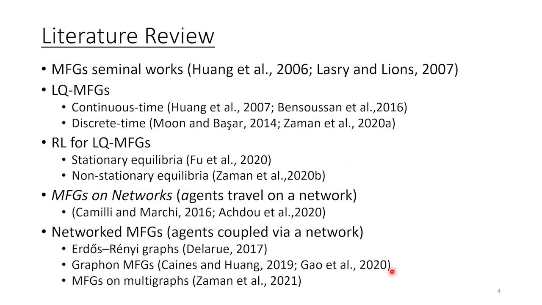And then there are two different threads of research. So the first thread of research is, and I want to take a bit more time on this and differentiate our work. The first thread of research is mean field games on networks, where the agents travel on a network. So basically you can think of it as a large number of agents traveling on an underlying network, like a road network in essence.